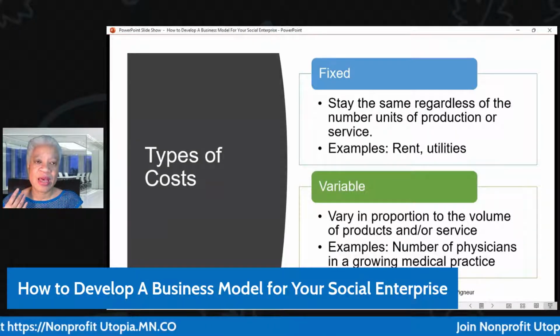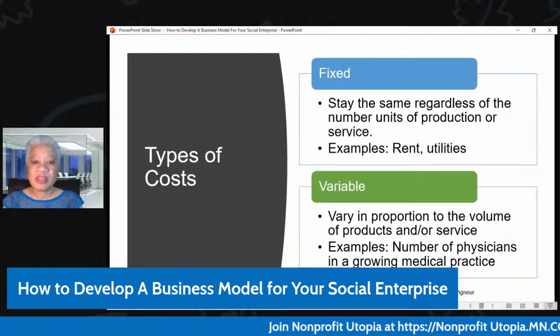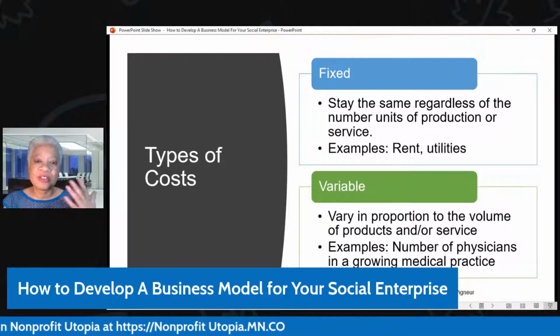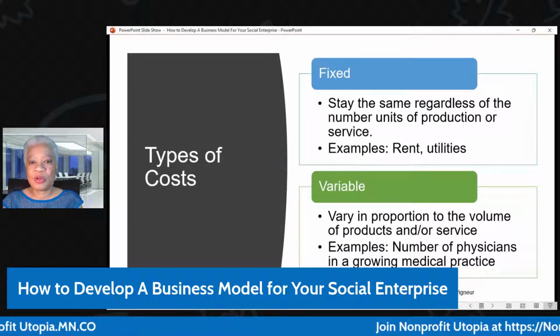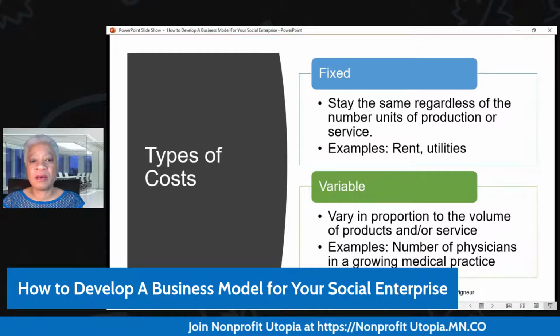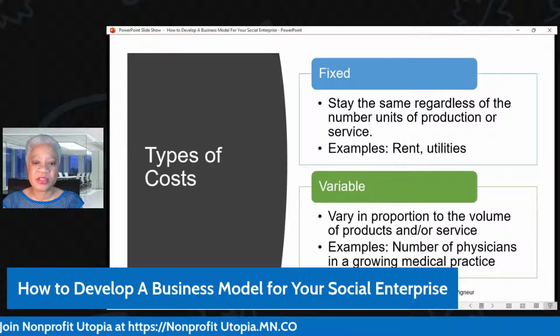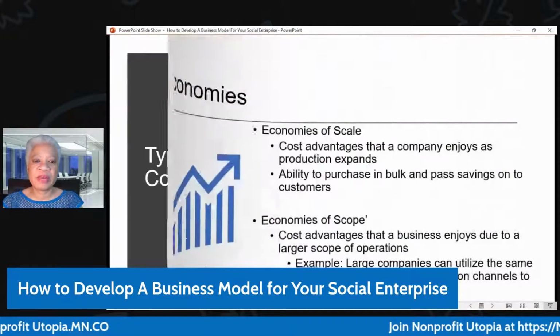So for example, if you have a medical office, right, and you're starting to get more clients into your medical office, you're obviously going to have to hire more doctors and nurses and support personnel in order to manage this expanded customer base that you have. So in those cases, those costs are going to vary.